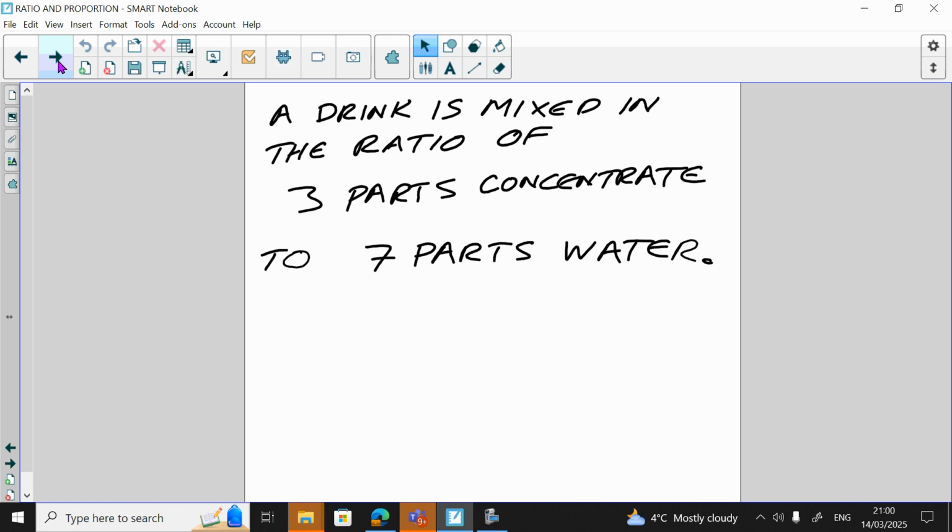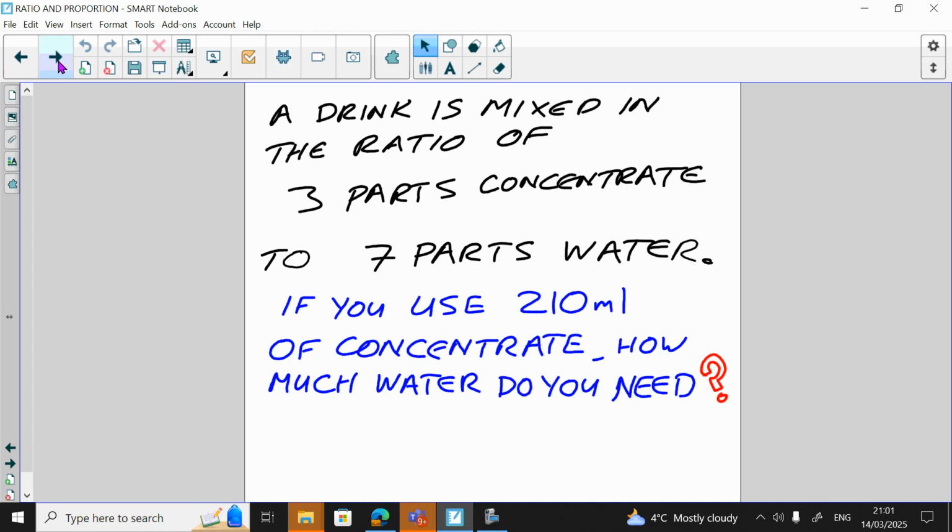So we've got this ratio of 3 parts concentrate to 7 parts water. 3 to 7. That's overall, 3 plus 7 is 10 here. So if we had 3 pints to 7 pints, that'd be 10 pints in total. Bear that in mind. So in this question we're talking about millilitres. We've specified concentrate in one of the parts, and we only have 1 part unknown, water, which is what they're asking for here.